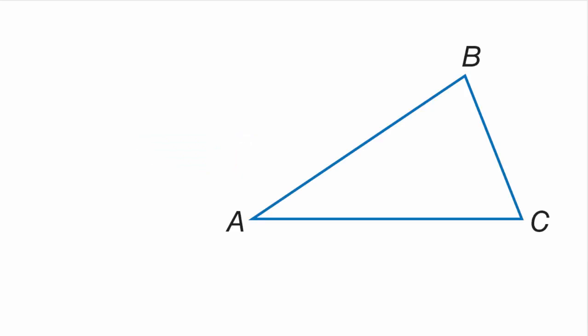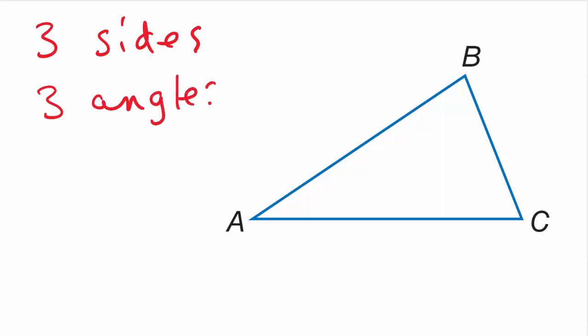First, let's take a look at this triangle. What do we know about this triangle? We know that it has three sides. We know that it has three angles. We also know that it has three vertices. Those are the very basic things we know about triangles.